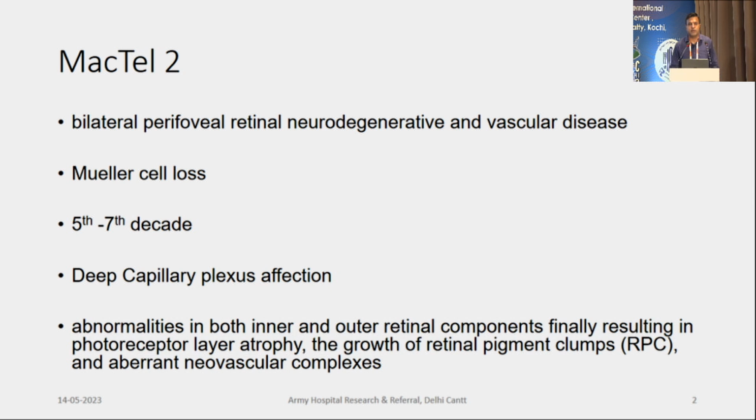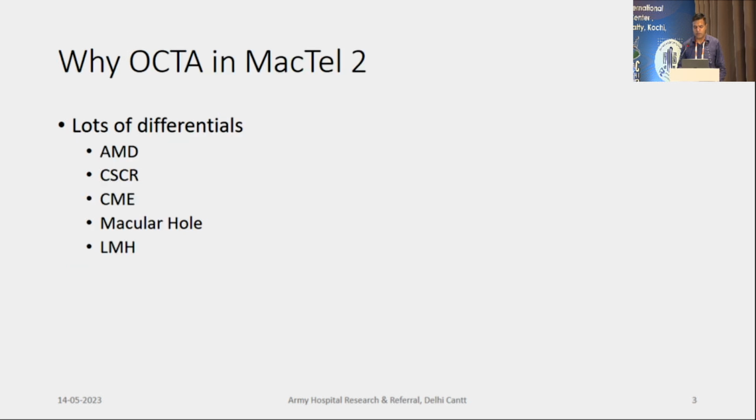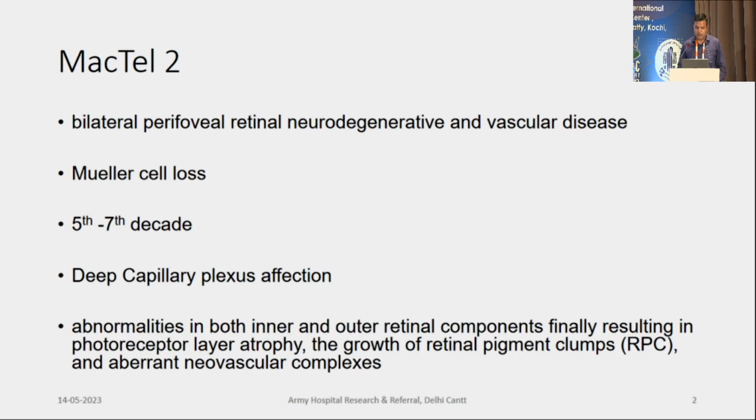One has to differentiate it from age-related macular degeneration, and a large part of this particular disease occurs in diabetic patients, where you have to differentiate it from the diabetic retinopathy changes too. The deep capillary plexus is the one which is mainly affected. Changes occur in both the inner and outer retinal components, resulting in photoreceptor layer atrophy, RPE clumping, and aberrant neovascular complexes.